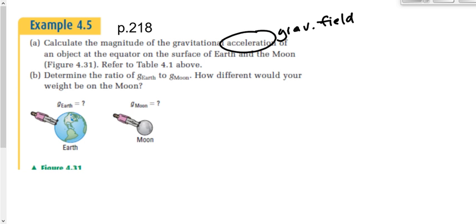Let's say that we want to find the field strength on the surface of the Earth, the surface of the Moon. You want to find it on the surface of the Earth. You know something about the Earth, right? You know the radius of the Earth, the mass of the Earth. Is the Earth a producer or experiencer? Is it causing the field or experiencing the field?